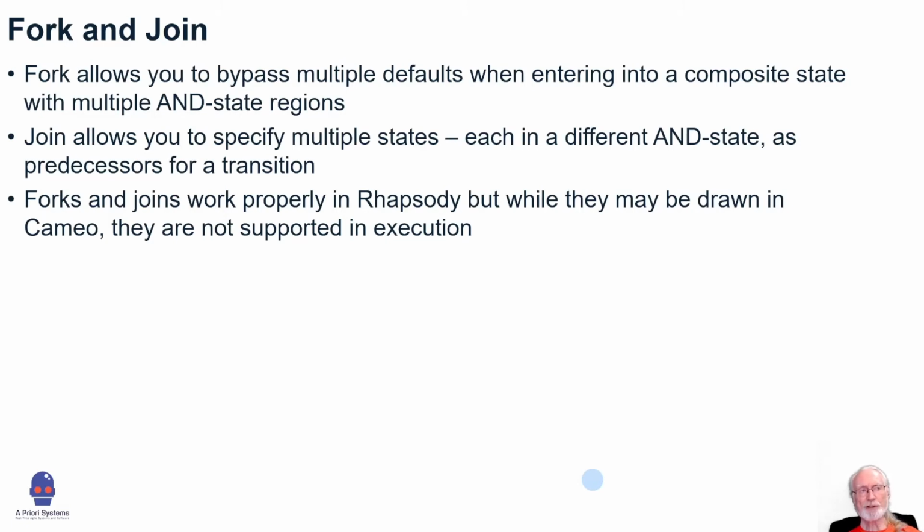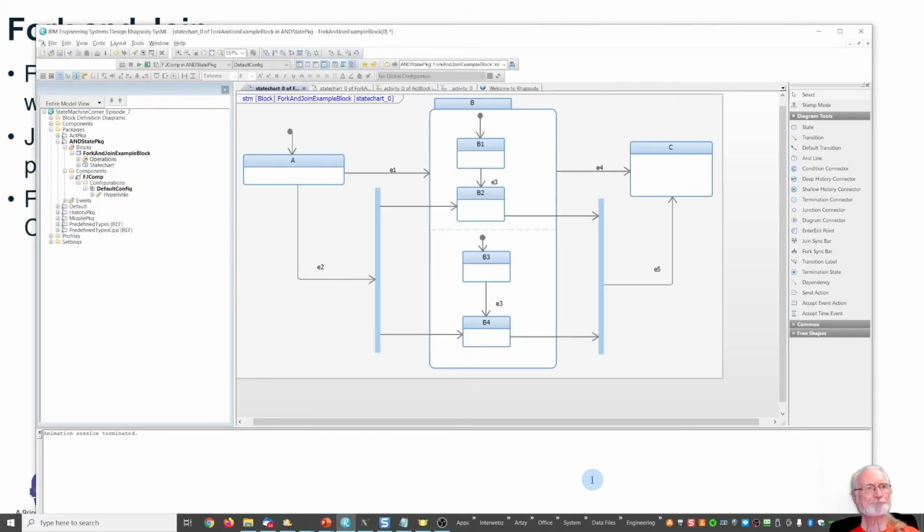Forks and joins are supported and properly work in Rhapsody. So in Cameo, while you can draw them, they don't actually execute. Let's take a look at that.